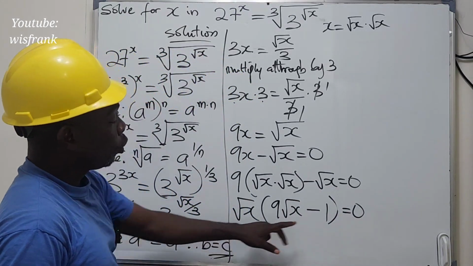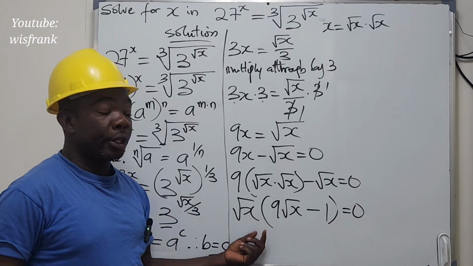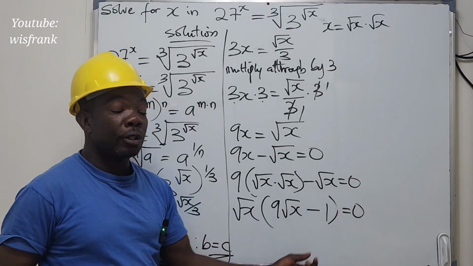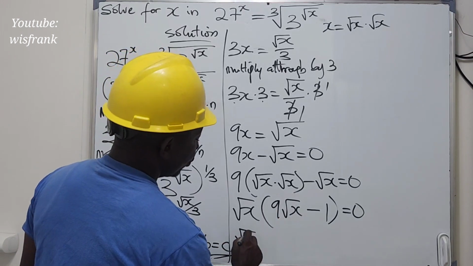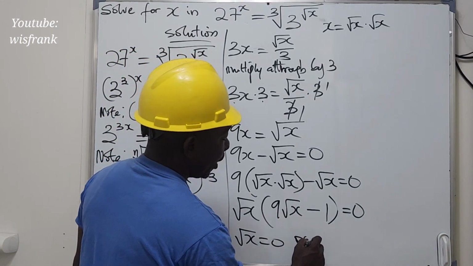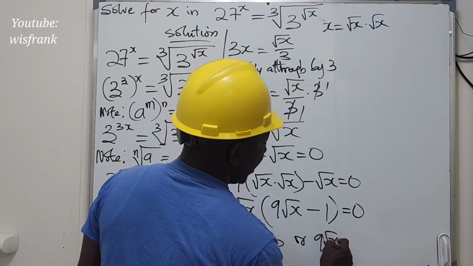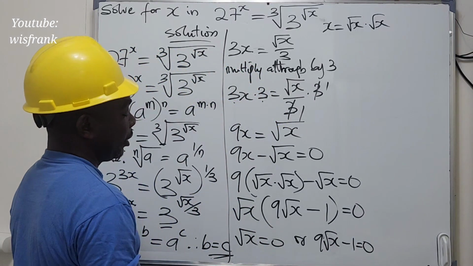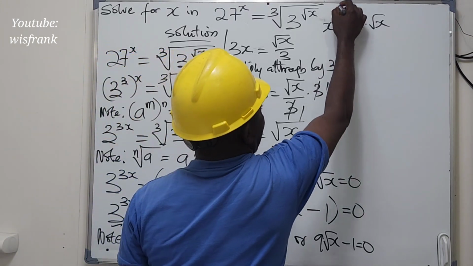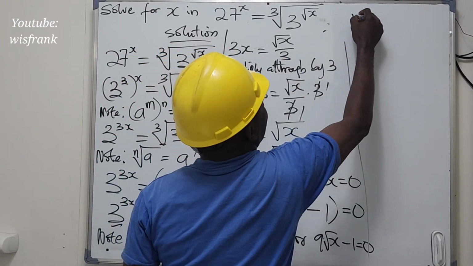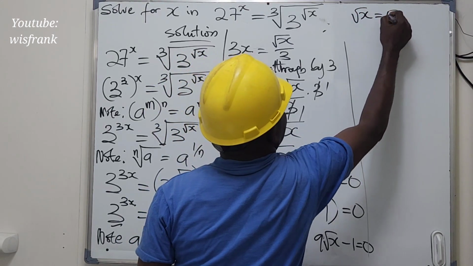So we have two parentheses here, or two products here. Either the first product equals 0 or the second product equals 0. So we set square root of x equals 0 for case 1, or we have 9 root x minus 1 equals 0. We take one after the other. Let's take this one first. So we have here root x equals 0.